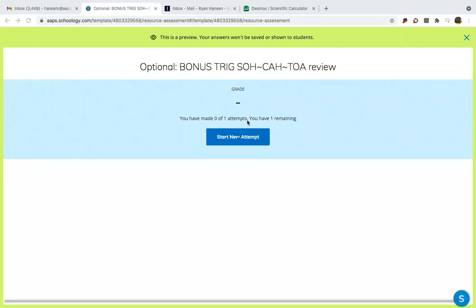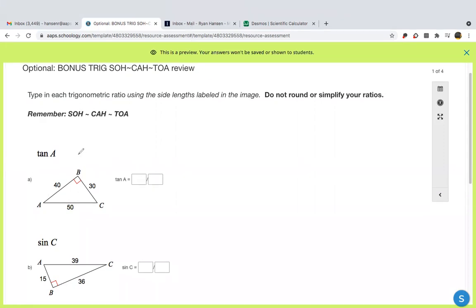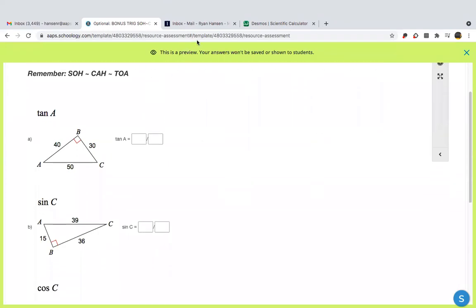If I was a student, I'd be starting this from scratch. So let's do it. It says type in each trigonometric ratio using the side lengths labeled in the image. Do not round or simplify. So this is problem number 1. In example A, it says the tangent ratio from the reference angle of A.